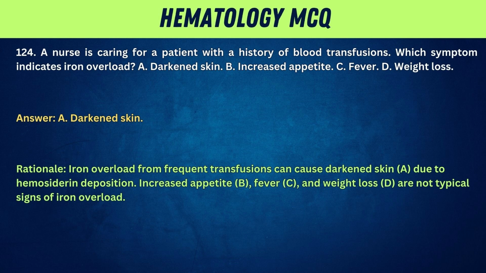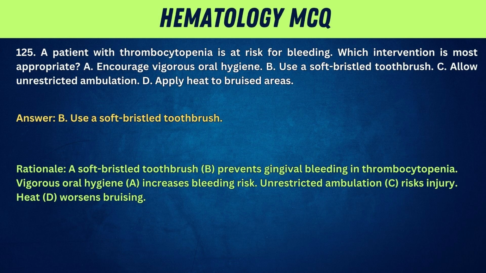Answer: A. Darkened skin. Rationale: Iron overload from frequent transfusions can cause darkened skin, A, due to hemosiderin deposition. Increased appetite, B, fever, C, and weight loss, D, are not typical signs of iron overload.